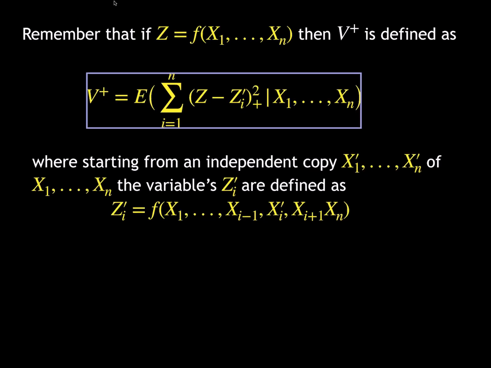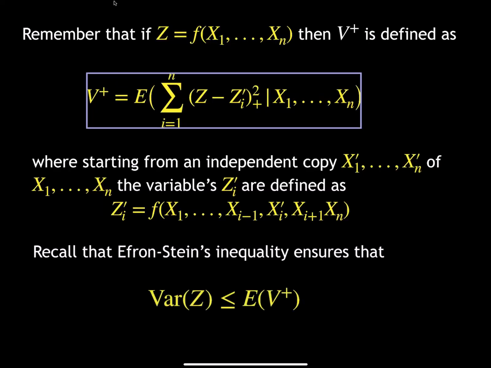prime i are simply defined by the fact that at the coordinate number i, you substitute to xi the variable x prime i, and x prime i comes from a vector x prime, which is an independent copy of x. And Efron-Stein's inequality ensures that the variance of Z is less than this expectation of V plus.